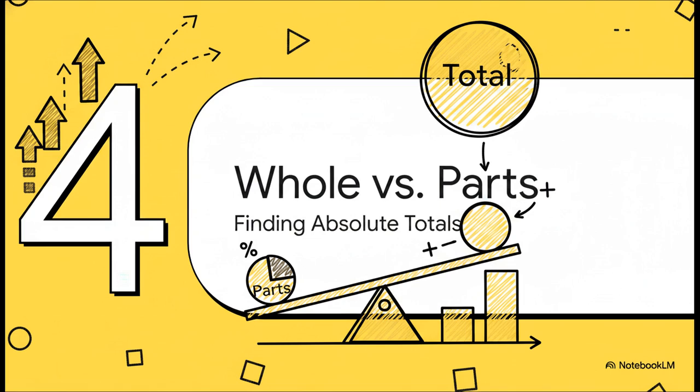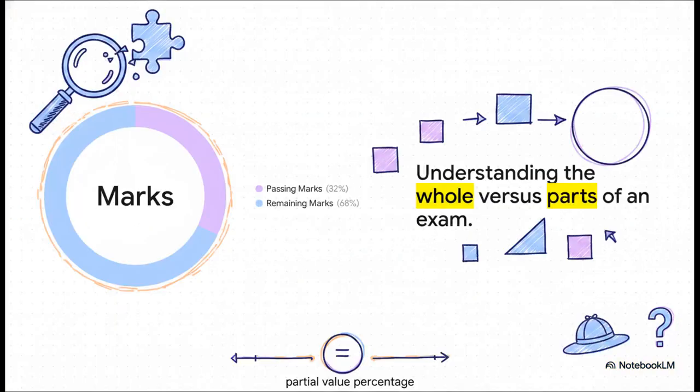Section 4, whole versus parts concepts. Let's switch gears and move into what the notes call marks-based questions. Here, we transition from relative changes to finding an absolute total. You're basically acting like a detective. You are given a partial value and a partial percentage.